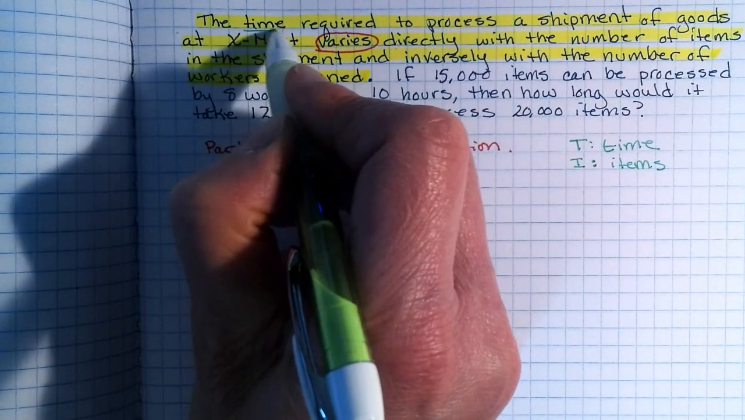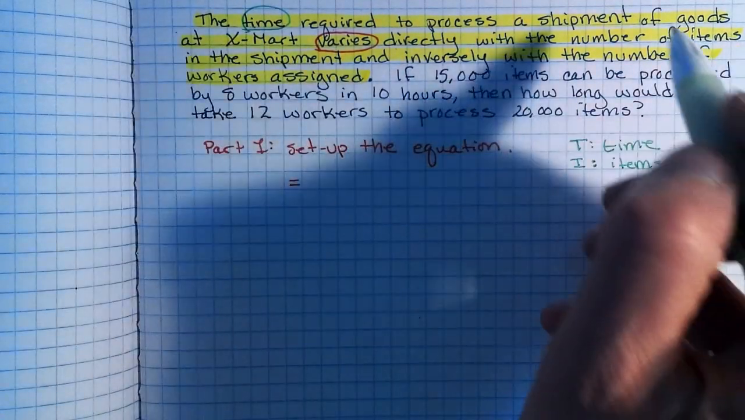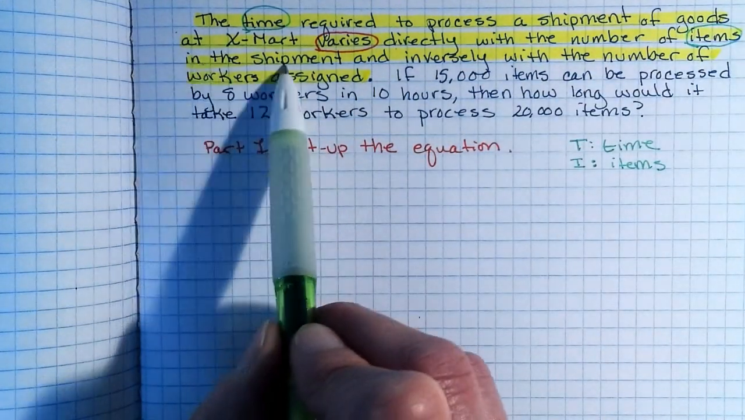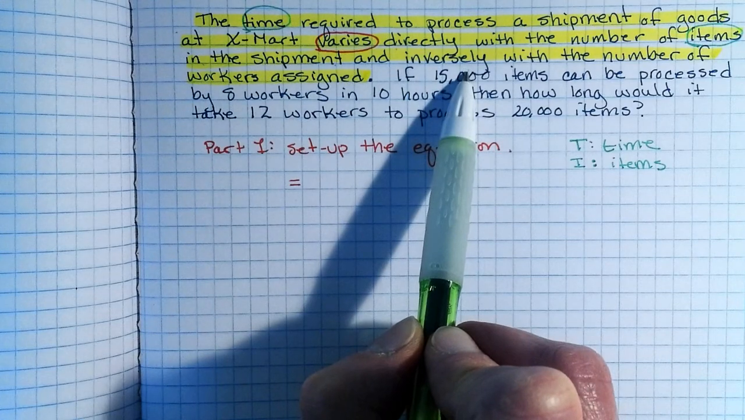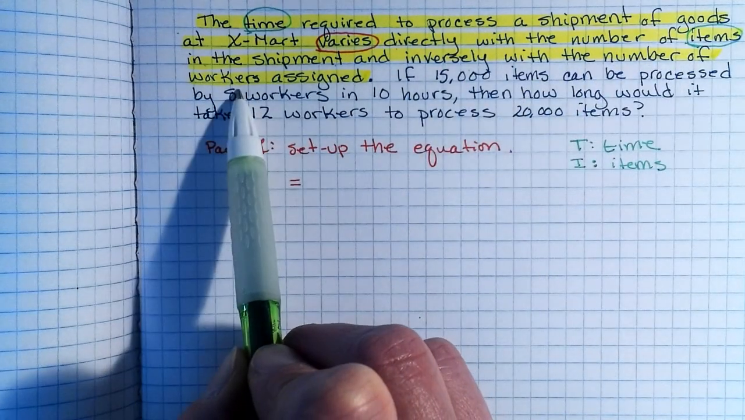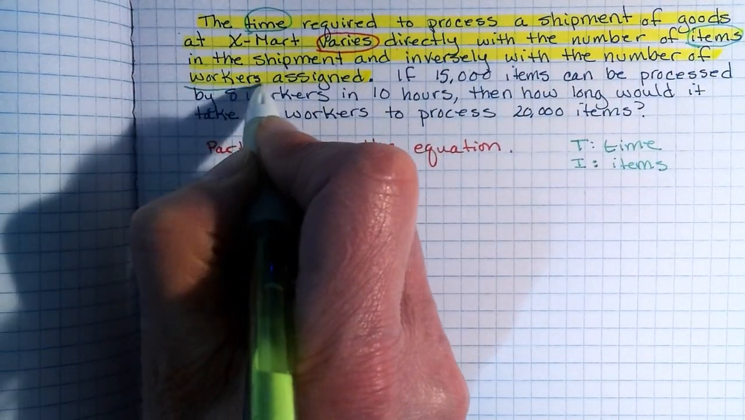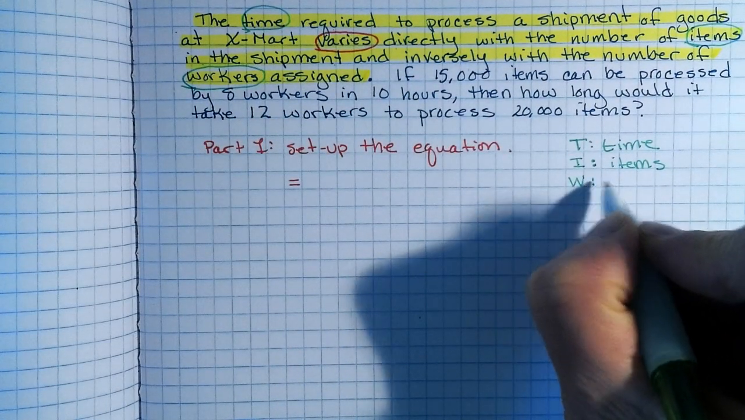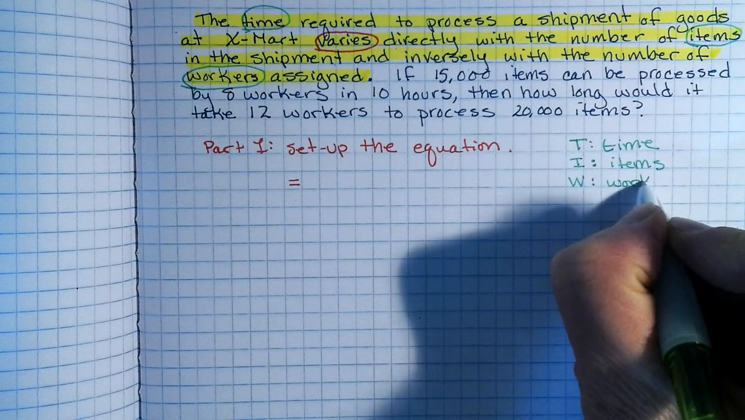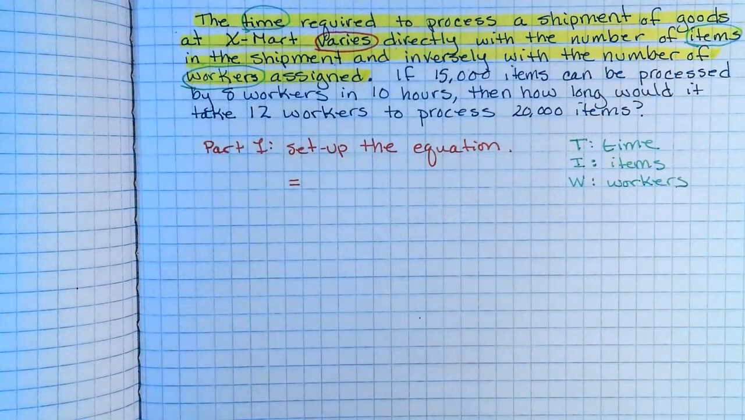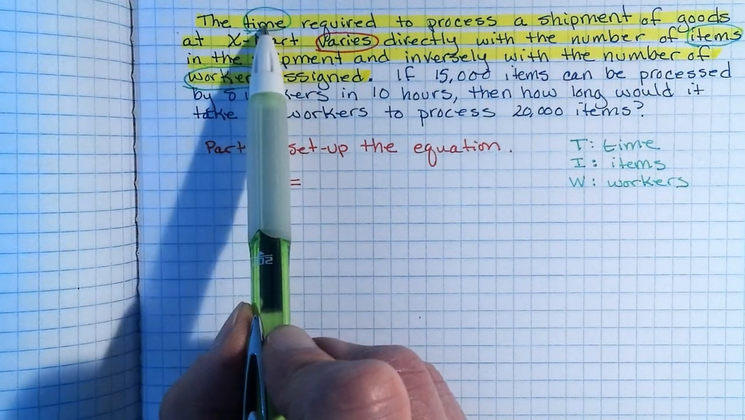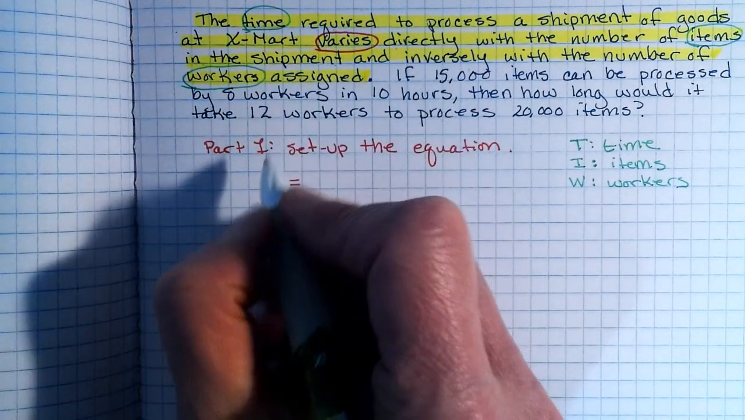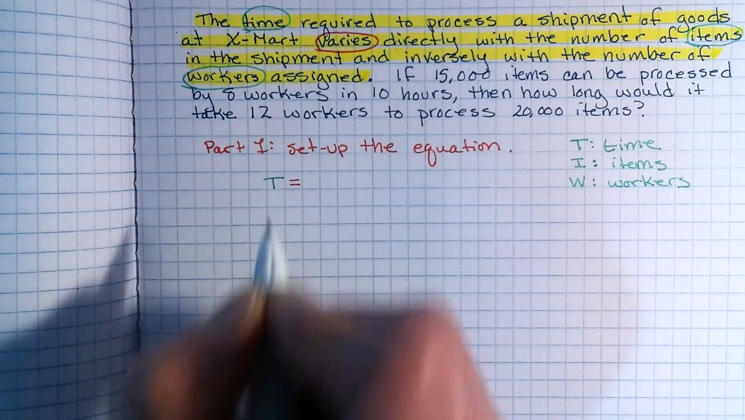So I'm going to circle this. I have time and I have items, and then in the shipment, and inversely with the number of workers. So workers assigned. That means capital W, that's going to stand for workers. Okay, notice time comes before varies, so that means time is going to come right here.